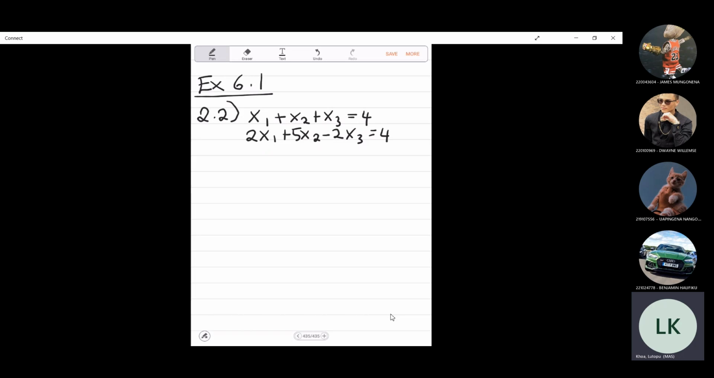Okay, so doing that, you form our augmented matrix as usual. So this is 1, 1, 1, 4 here. We have 2, 5, minus 2, and then 4. So there's already a 1 here. We can try and make this one here a 0. So we can multiply this by 2 and then subtract.